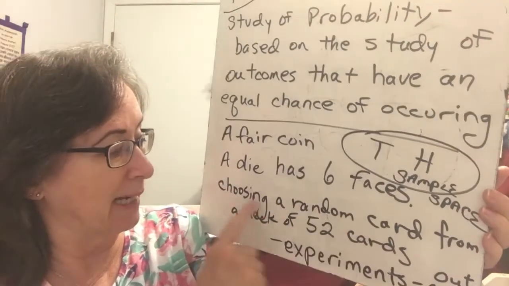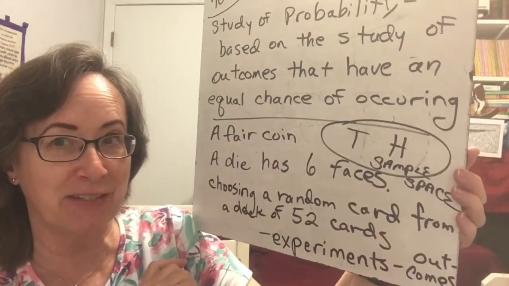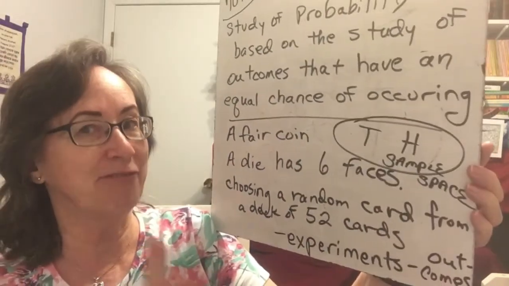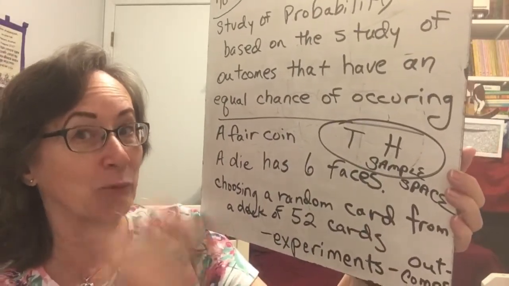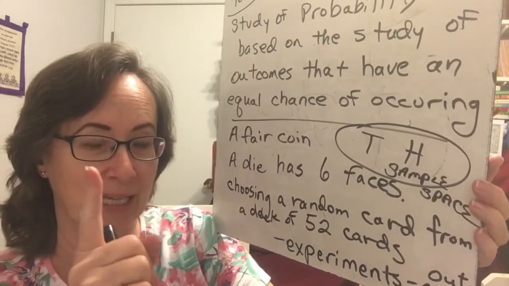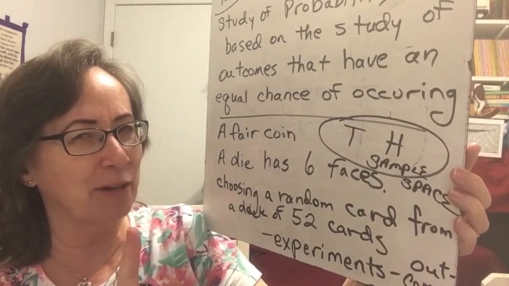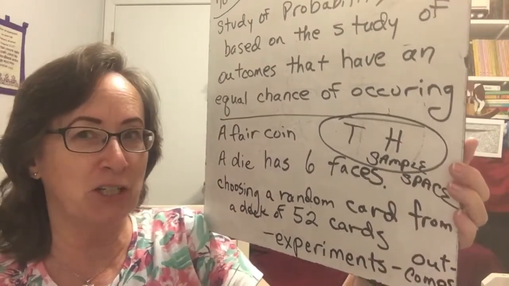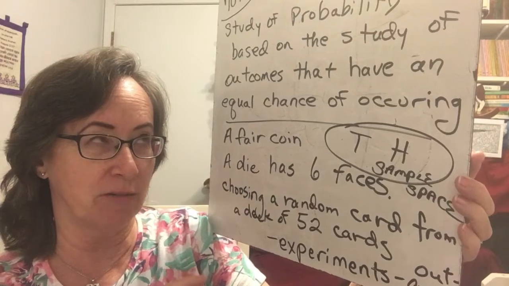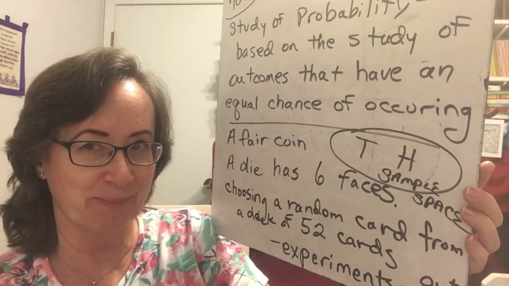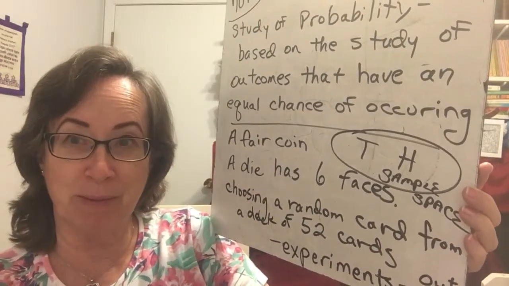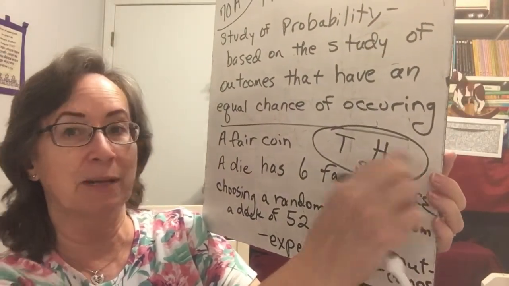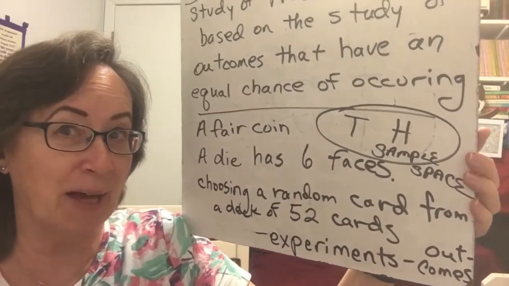When I'm choosing a random card from a deck of 52 cards, that's the experiment. And since I have 52 cards and I'm randomly choosing one, then I have a probability of choosing a certain one. 1 out of 52 would be my probability of choosing an ace of clubs. Okay, so that's what probability is all about. So we're going to use these words: experiment, outcome, sample space, quite a bit.